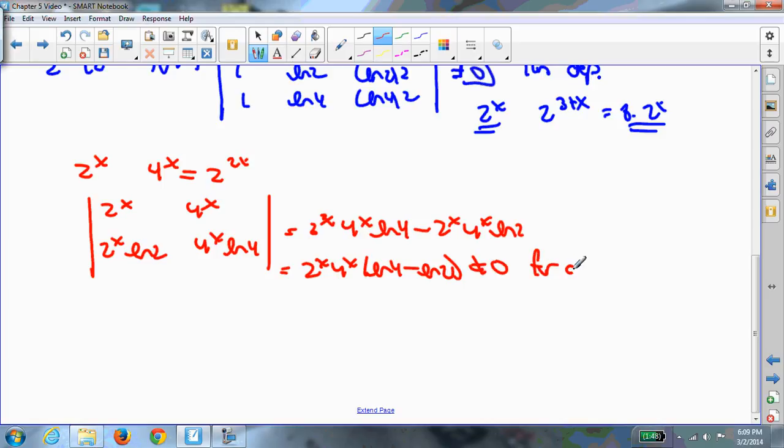Now, if it equals 0 for one value of x, that's okay. The idea is that you don't want it to equal 0 for every possible value of x that you put in. So since this is not equal to 0 for all x, these are linearly independent. And that wraps up chapter 5.